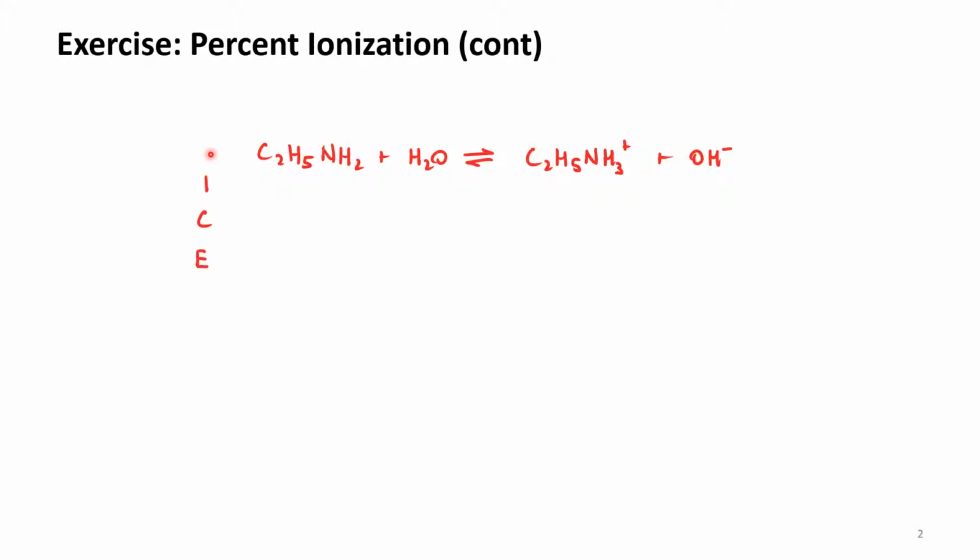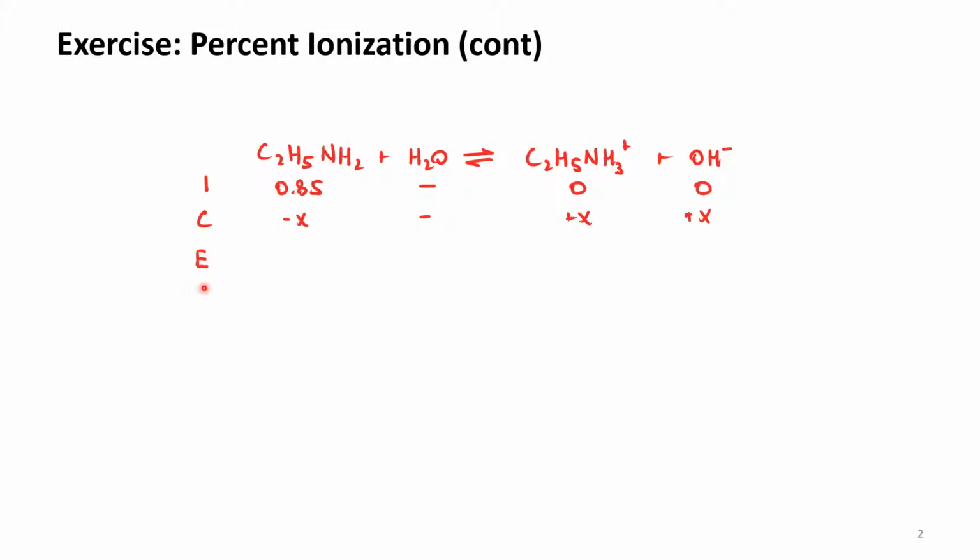Next, we'll complete the ICE table. So the initial concentration of ethylamine is 0.85 molar, which was given in the question. Water is a pure solvent, so we just put a line through it. And the conjugate acid, ethylammonium, initially we don't have any to start with, so we write 0. Similarly, for hydroxide, we don't have any hydroxide to start with, so we also have 0. The change in concentration is given by X, since this is an equilibrium reaction. The change is X. For reactants, it's minus X. Water, again, pure solvent, so we just put a line through it. For the products, we have a change of plus X. And for hydroxide, also plus X.